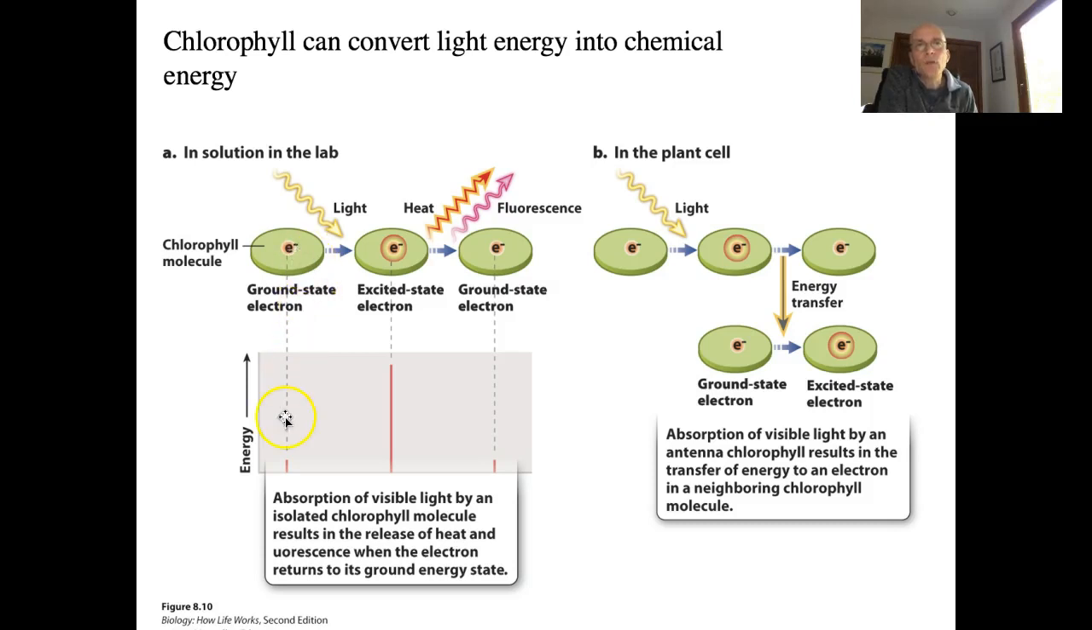So when it does that, the absorption of visible light by an isolated chlorophyll molecule results in the release of heat, and this is supposed to be saying fluorescence, when the electron returns to the ground state. Okay, so what does that mean? It means that the energy level in the ground state, here's our energy content, the energy level is there, so there's a little bit of energy in there.